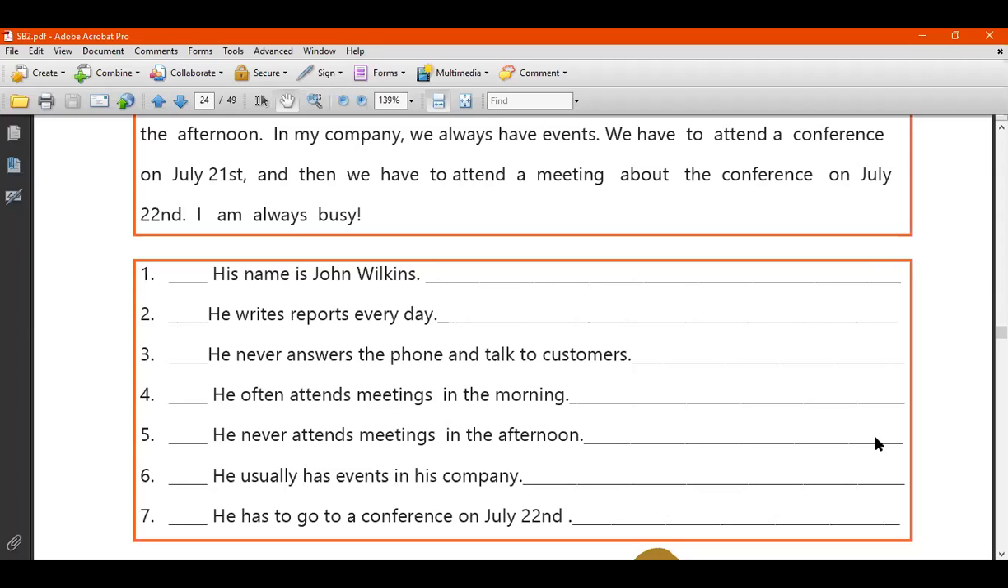It says here, we have to attend a meeting about the conference on July 22nd. And in number seven it says, he has to go to a conference on July 22nd. Where does he have to go? Where is he going to go on July 22nd?